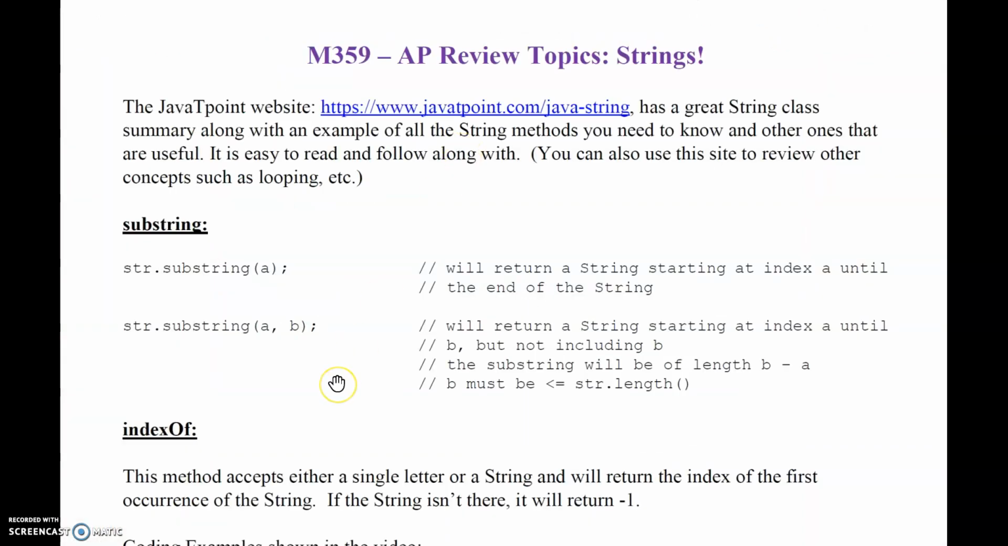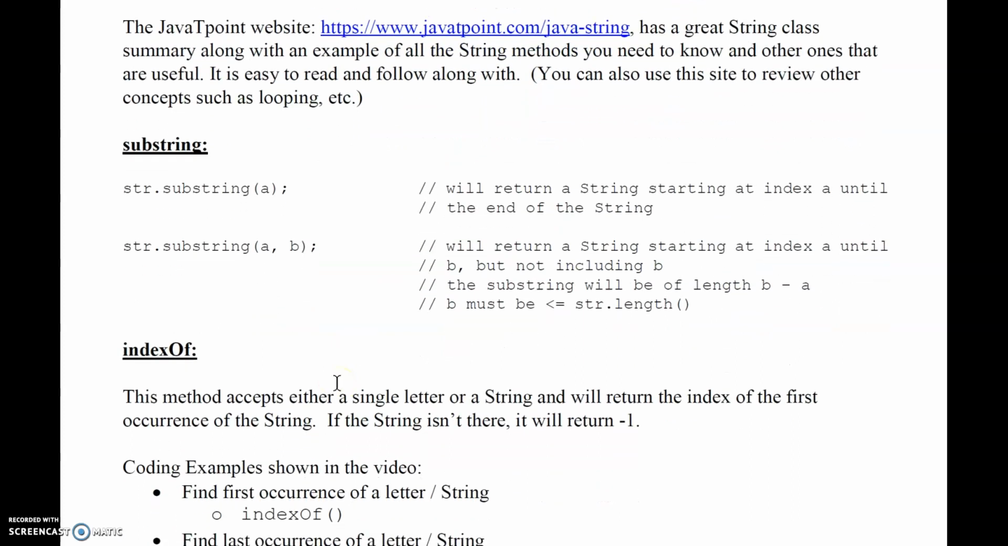All right, so first of all is substring. Substring is used all the time, and we use substring when we want to pull out a small portion of a string. And this method is overloaded, meaning that there are two implementations of this method, one with one parameter, one with two parameters. If you were to choose the first one, this will return the substring that starts at index A and goes until the end of the string. The second one starts at index A and goes up to but does not include B.